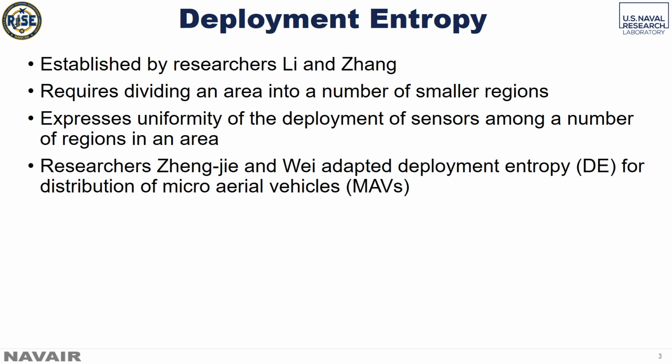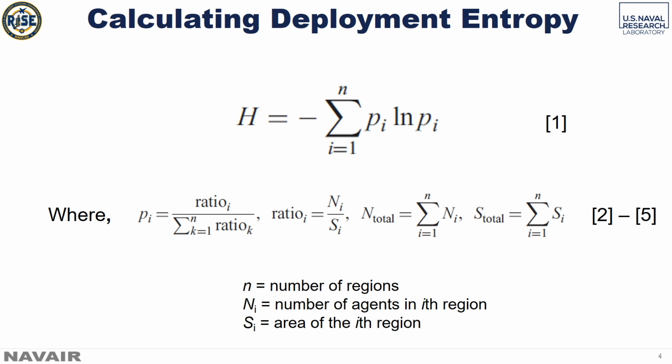Researchers Zheng Jie and Wei adapted this deployment entropy measure for a strategy to distribute micro-aerial vehicles, or MAVs, across an area of interest. Here are the formulas that you would use to calculate deployment entropy, where deployment entropy is H. Essentially, you're looking at those smaller regions you've divided your area into, looking at how many agents populate each region, and calculating how uniform the amount of agents per region across your entire area is.